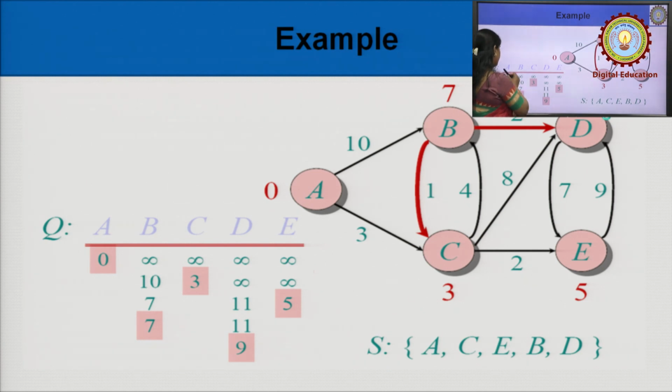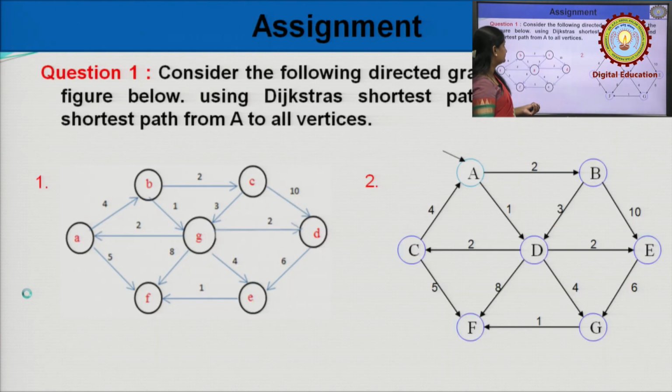So from vertex A to B the shortest path is 7. From A to C the shortest path is 3. From A to D the shortest path is 9, and from A to E the shortest distance is 5. So this is all about the discussed algorithm.